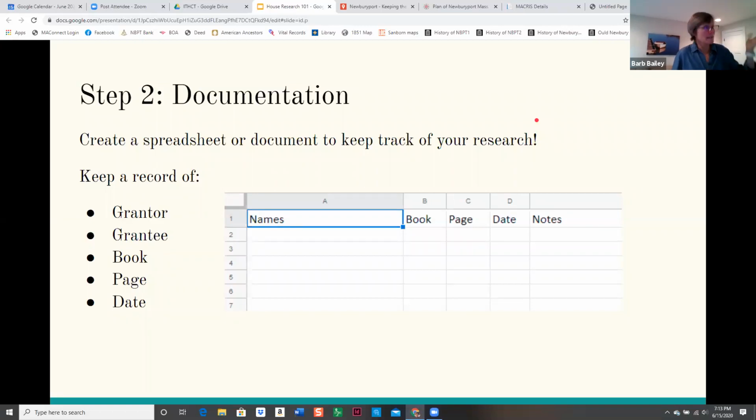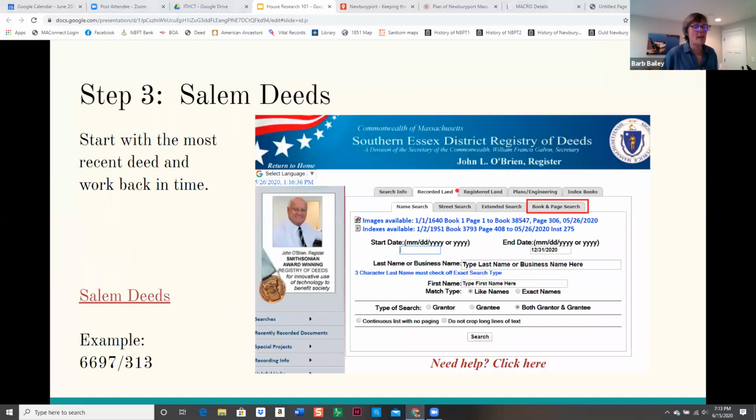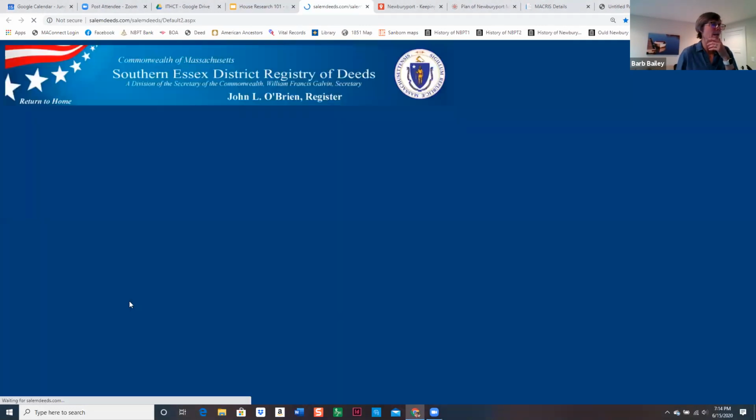So keeping track of your information, and then Salem Deeds. This is the primary place to get to the answer of when your house was actually built. So I'm going to go in and show you how this works, just so you can see, because there are a lot of tabs in there.